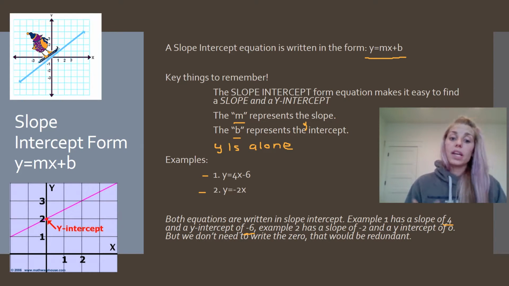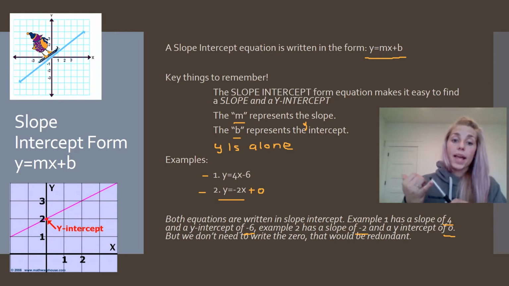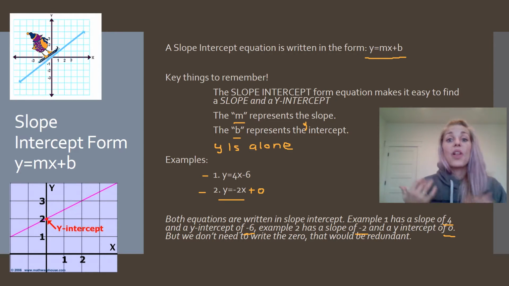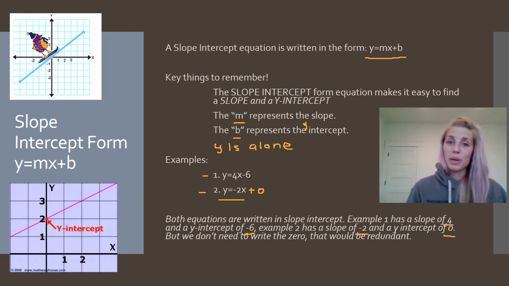So what this means is that our slope is negative 2 and our y-intercept is 0. But in math, it's a little bit redundant to write plus 0 all the time, so we usually don't do that. We just write y equals negative 2x. And that's it. So if you see an equation that looks like y equals 4x minus 6 or y equals negative 2x, that is slope-intercept form. The y is by itself, everything else is on the other side. That's slope-intercept form.